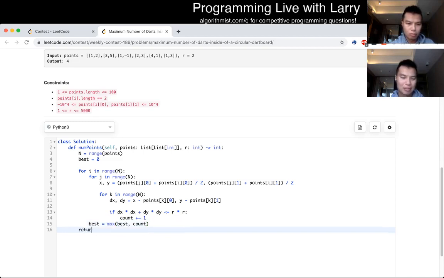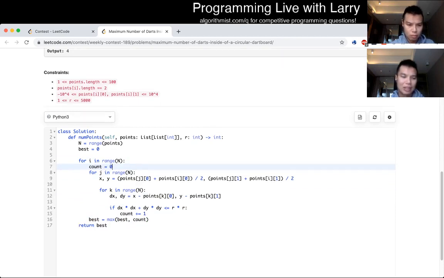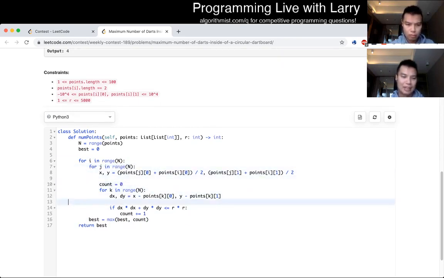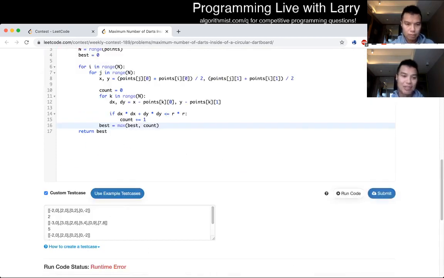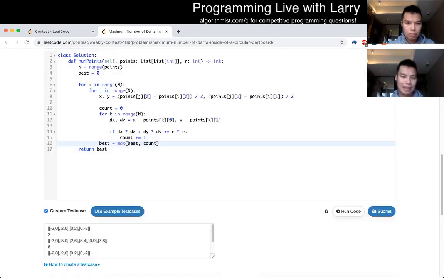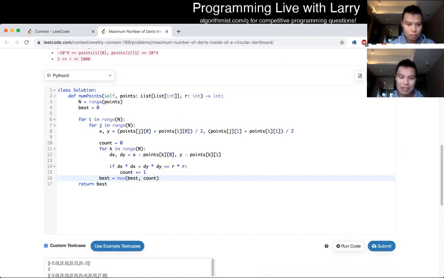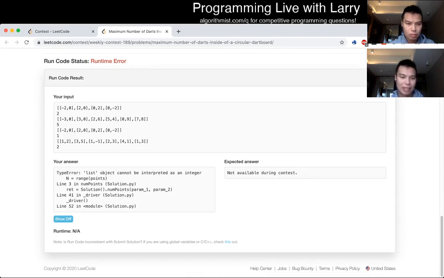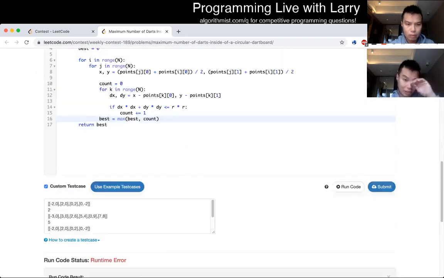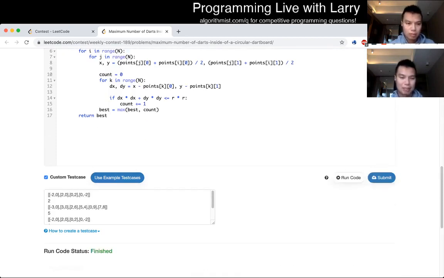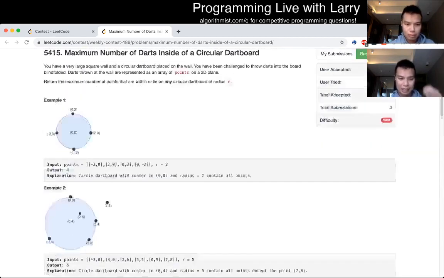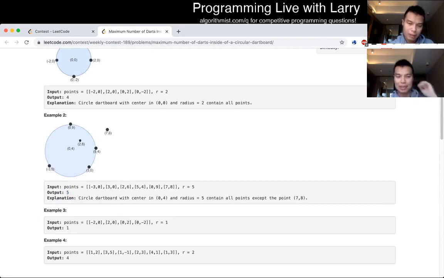And this is pretty straightforward. I don't know why I did it this way. I should have counted J from I to N, but I didn't. So it was kind of sad. And I also wasted some time here because I did range of points instead of length of points on the top. But that's okay. So now I knew that this wasn't correct because I didn't do the other part.